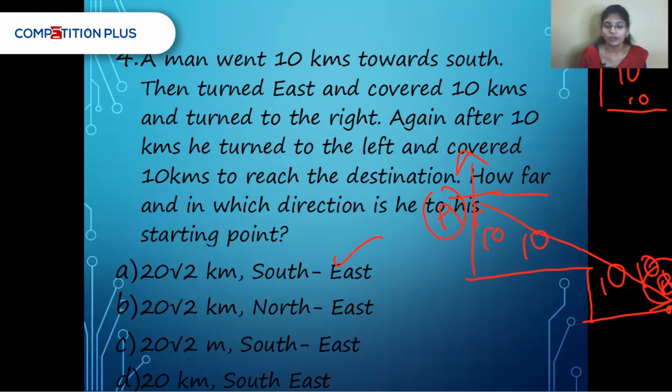So according to the question, what are they asking? Are they comparing it with the starting point or with his ending point? Please read the question properly and then try to give the conclusion. Now the direction is found. The other question asked here is, how far is he from the starting point? So we need to calculate the distance. How to calculate the distance, ma'am? Very, very easy.